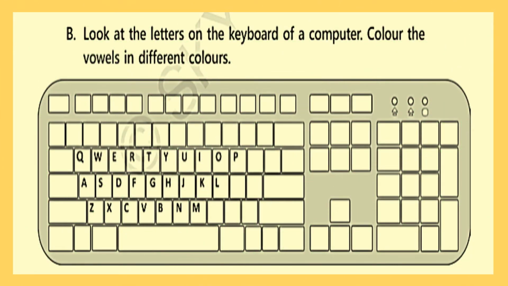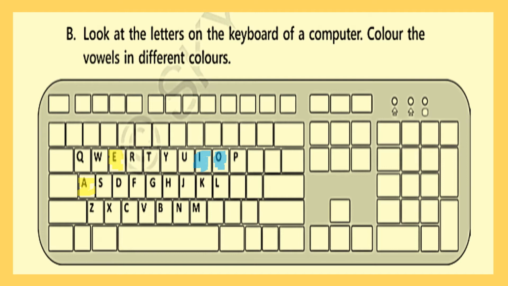Now the next question. B. Look at the letters on the keyboard of a computer. Color the vowels in different colors. So what we have to do, we have to color the vowels in different colors. What are the vowels? There are how many vowels? There are 5 vowels. A, E, I, O, U. So we'll find out the vowels and color it.